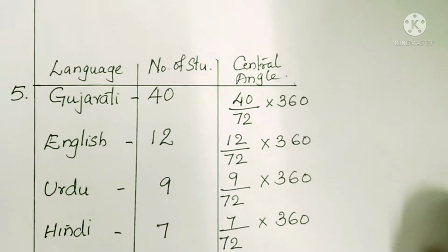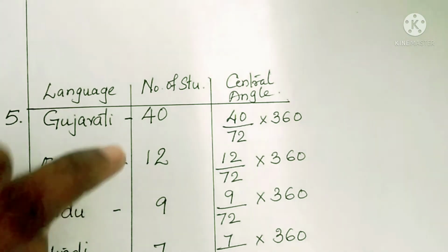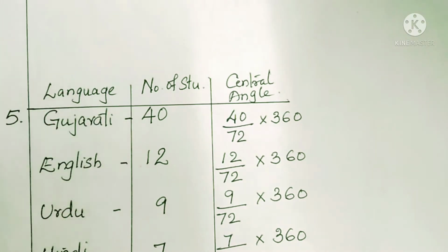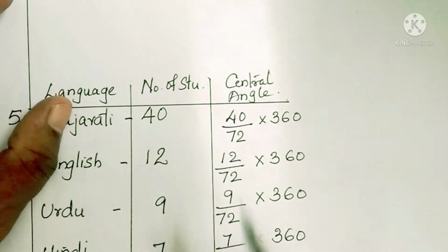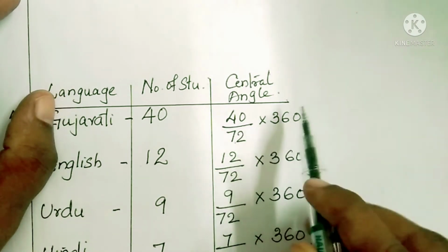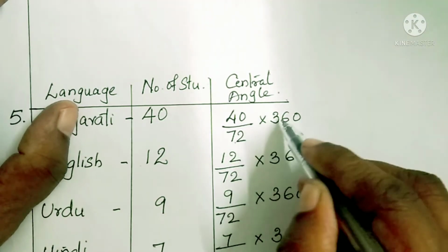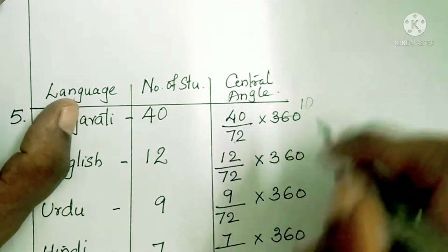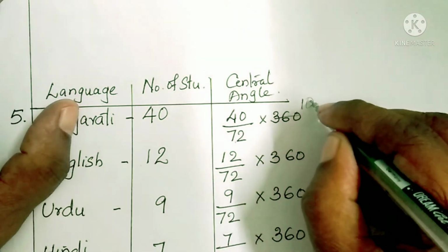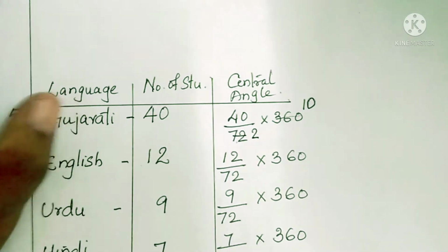Now the next step for drawing the pie graph is to find the central angle. How to find the central angle? There are 40 students speaking Gujarati and there are 72 total students. So 40 out of 72 speaks Gujarati. So let us find out the angle. Here you see 36 tens are 360 and 36 twos are 72. So directly it gets cancelled.